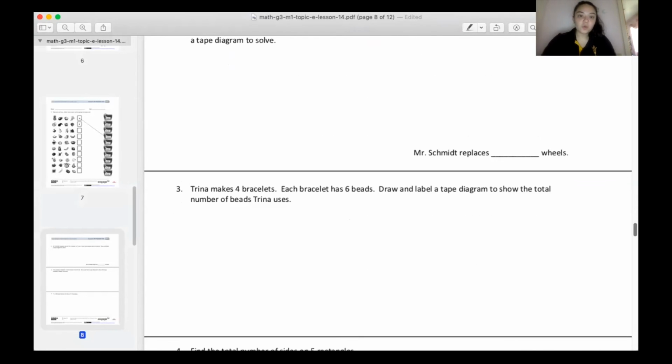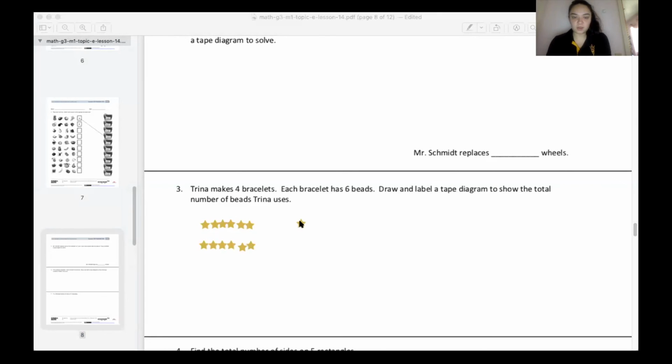So Trina makes 4 bracelets. Each bracelet has 6 beads. And so we're going to make our beads here. I'm going to use a stamp this time. I'm going to use a star stamp. So she has 4 bracelets with 6 beads on it. So 1, 2, 3, 4, 5, 6. There's 1 bracelet. 1, 2, 3, 4, 5, 6. 2 bracelets. 3, 4, 5, 6. That's 3. And 1, 2, 3, 4, 5, 6.